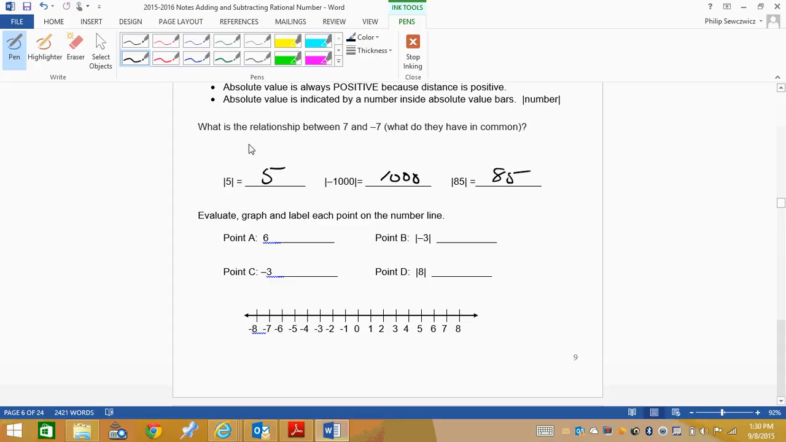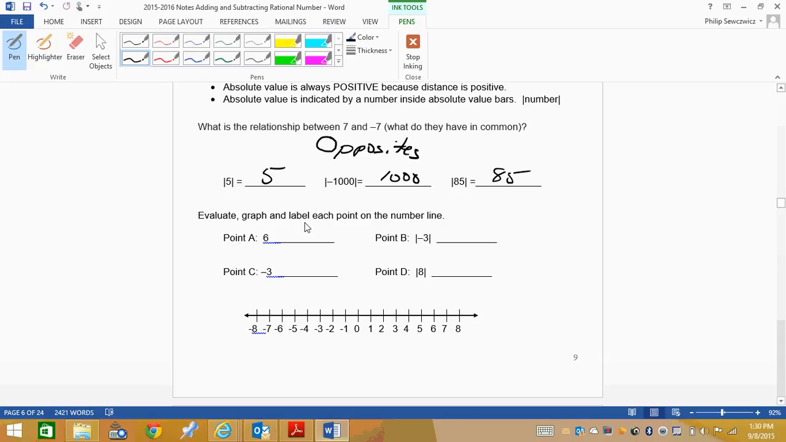Let's hop back up here. What's the relationship between 7 and negative 7? What do they have in common? There's a word. There's the first letter. Did you say opposites? Yeah, they are opposites of each other. They both have the same absolute value.